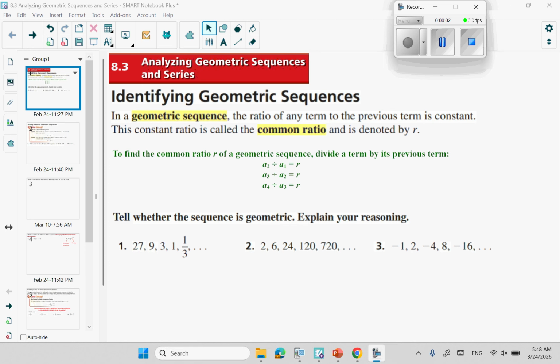Hello and welcome to Algebra 2, lesson 10.3, day one. We're going to talk about geometric sequences and series.